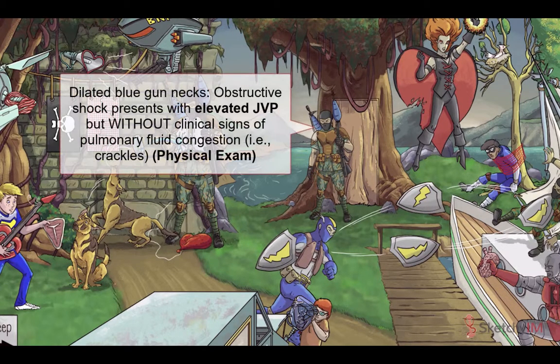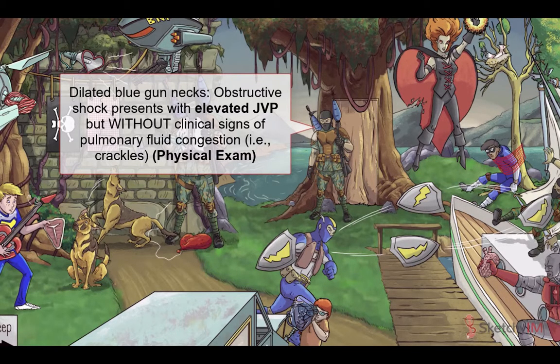The dilated blue gun necks are still there, which should remind you that, like cardiogenic shock, elevated JVP and dilated neck veins are also seen in obstructive shock. However, signs of pulmonary fluid congestion, such as crackles from pulmonary edema, should be absent. That's why this soldier is not wearing a wet, lung-shaped bulletproof vest like his friend over there. Not sure it was all that effective anyway.